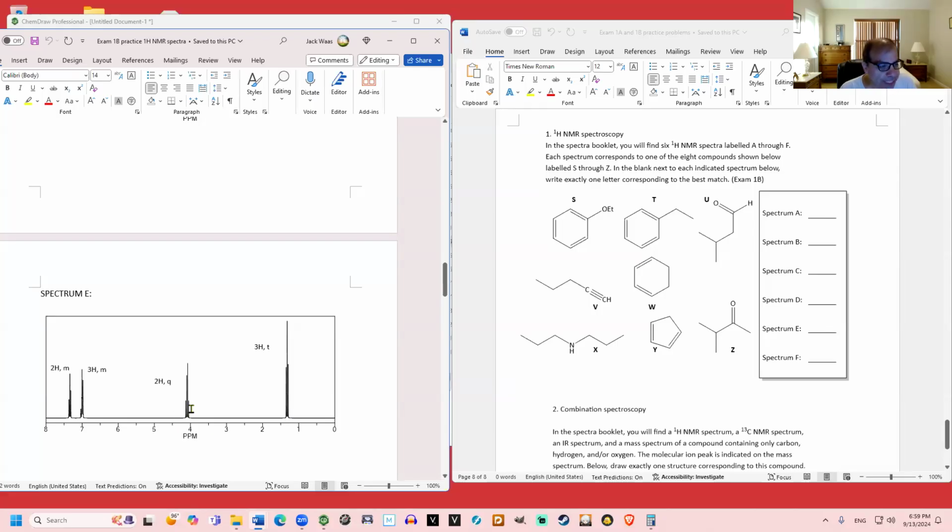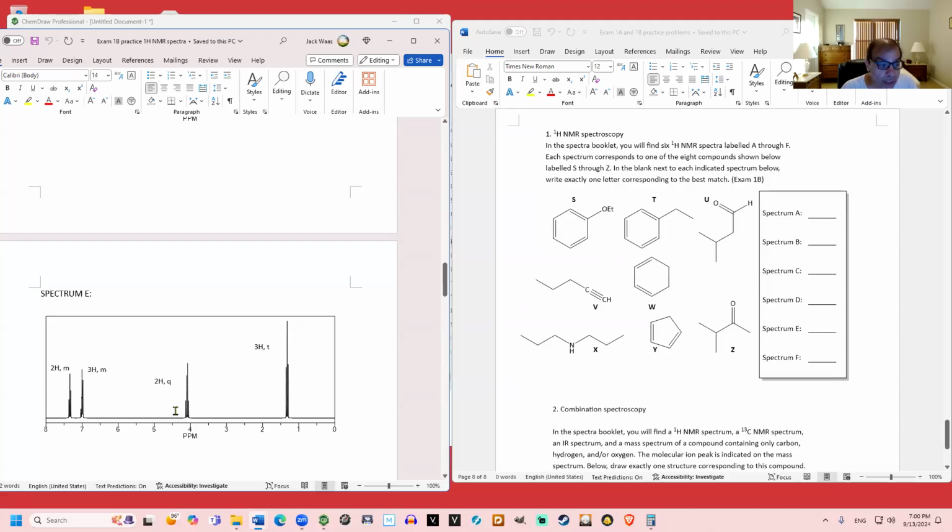But look how far downfield that CH2 is. That can only be alpha to oxygen. There's almost nothing else that shows up there. So this one has to be the ethoxybenzene, compound S. And we talked before about the difference between compound S and compound T. The difference is very obvious. It's mostly in the CH2.